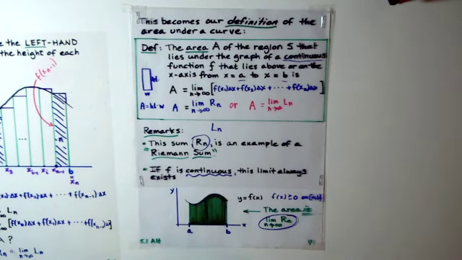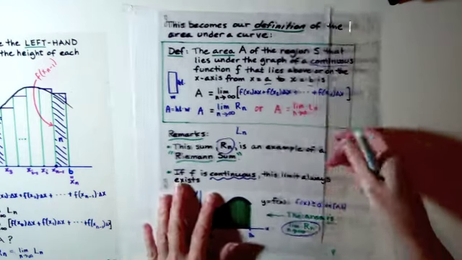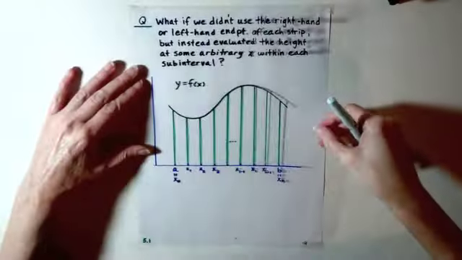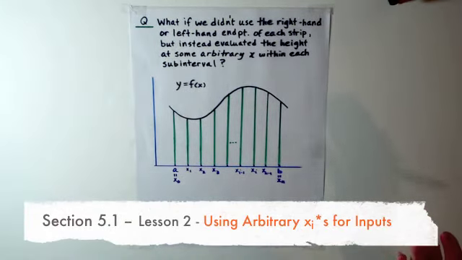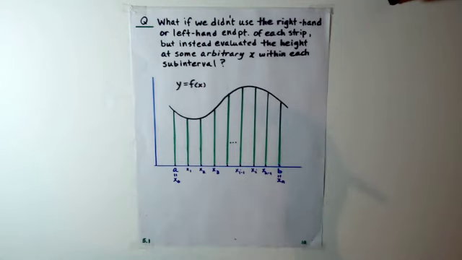So we could have defined the area that way just as easily. Okay, so let's go ahead and look at the next page. What I want you to do now is to try to expand your idea of what kind of rectangles we can use to find the area underneath the curve.